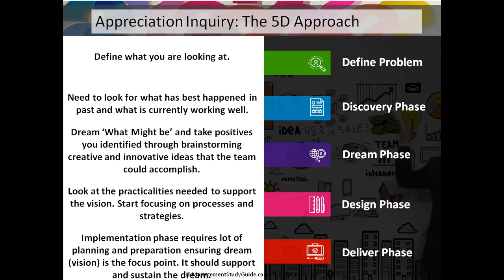Yesterday we said that in critical thinking, copying is good, but while you're copying you must also use your ingenuity in mixing all of the elements you've copied so as to find a good result. So find out what is working for you and keep it working. And whatever is working for you must be moral, legal, righteous, human, and civic. Very important. In the dream phase, dream what might be and take the positives you identify through brainstorming creative and innovative ideas that the team could accomplish.